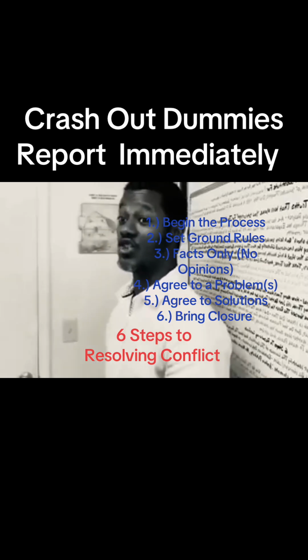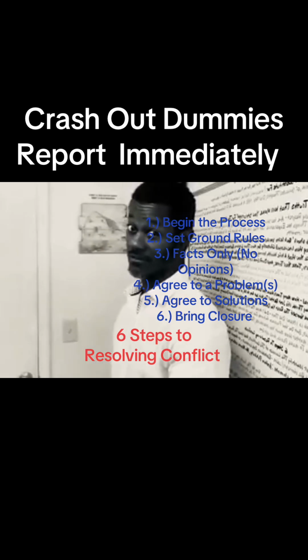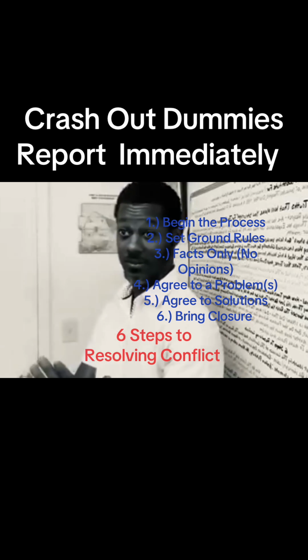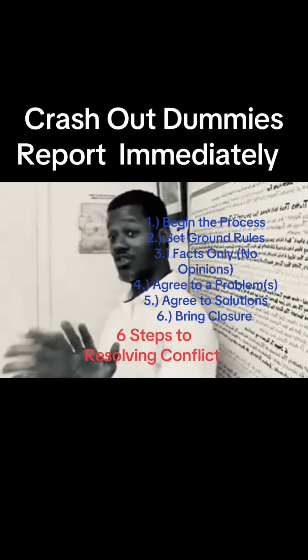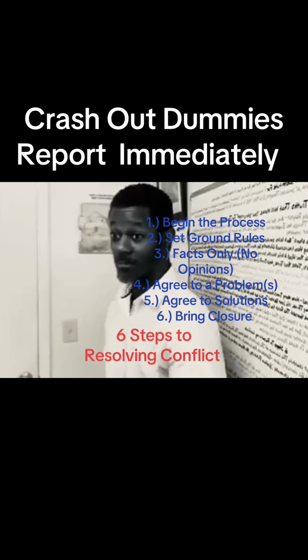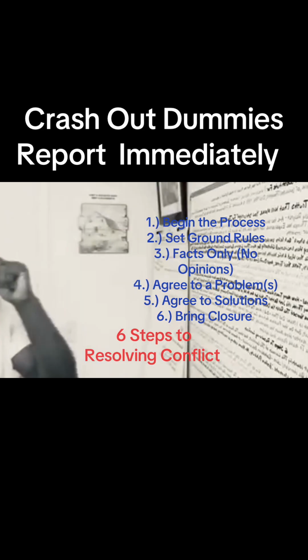As soon as they cut you off, say, I listened to everything you said. I did interrupt you one time. Now, if you wasn't done, I'm going to let you go ahead again, and I'm going to listen. Go ahead. 6 steps to resolving conflict.